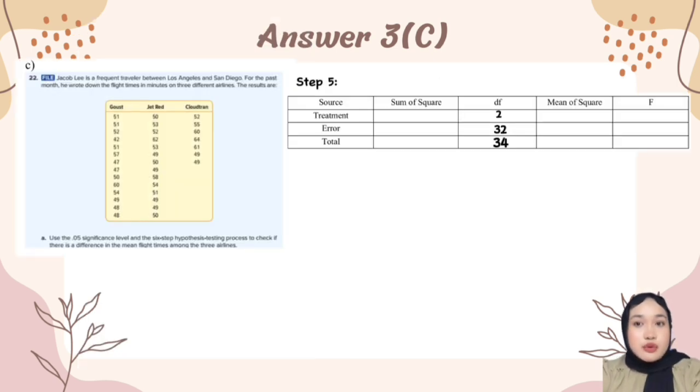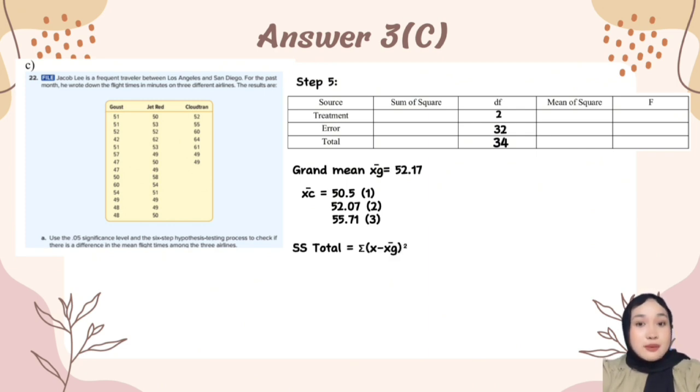Step 5, we will use the table to find the value of F. Now firstly, find the grand mean. Using our calculator, plug in each sample and find the mean. I got 52.17. Mean for each airline: for Airlines G, I got 50.5, Jet Rate 52.07, and Cloud Trend 55.01.